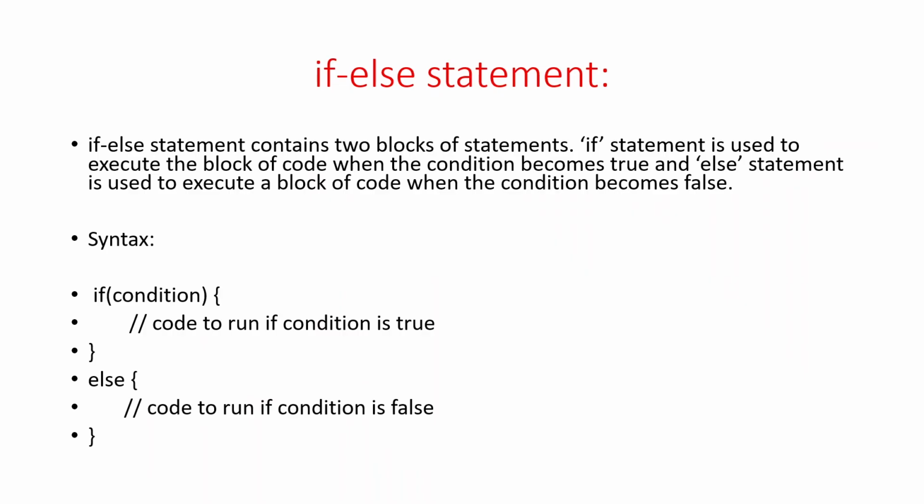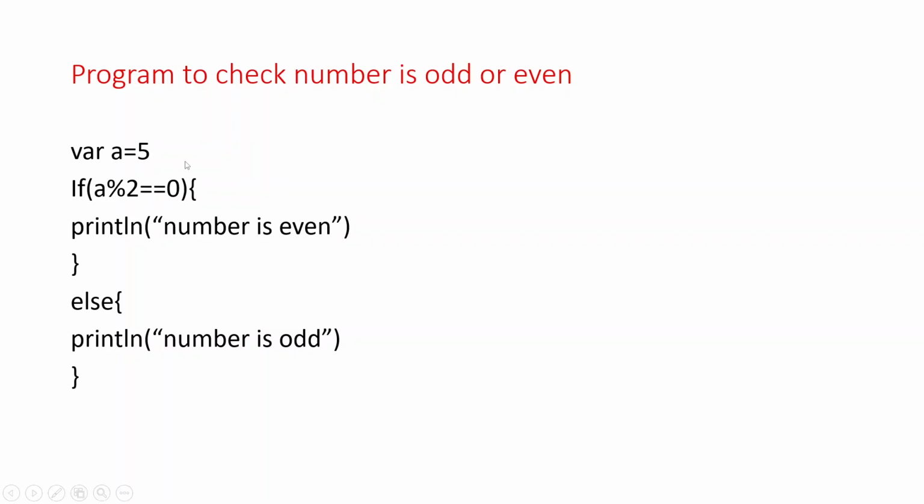Now the if else statement. The if else statement contains two blocks of statements. The if statement is used to execute the block of code when the condition becomes true, and the else statement is used to execute a block of code when the condition becomes false. Here you can see if the condition is true, then the if block will be executed, else the else statement will execute. Let's create one program to understand it. Here I created one program. Here the variable a is assigned to 5. If a modulus 2 returns remainder 0, then the number is even, else the number is odd. It is a simple program I have created to check the even odd number.